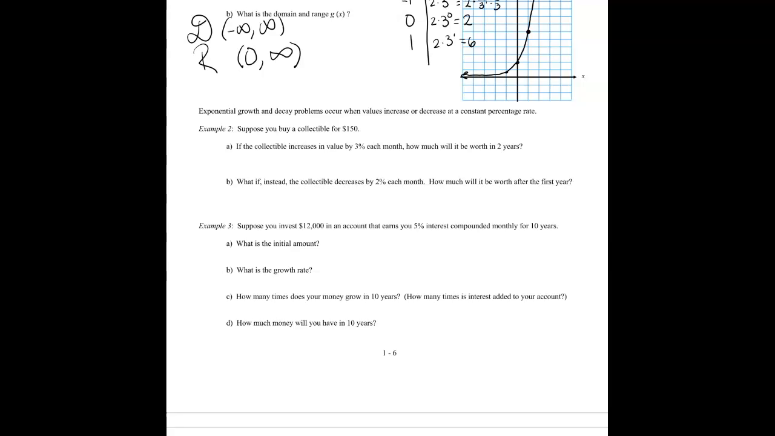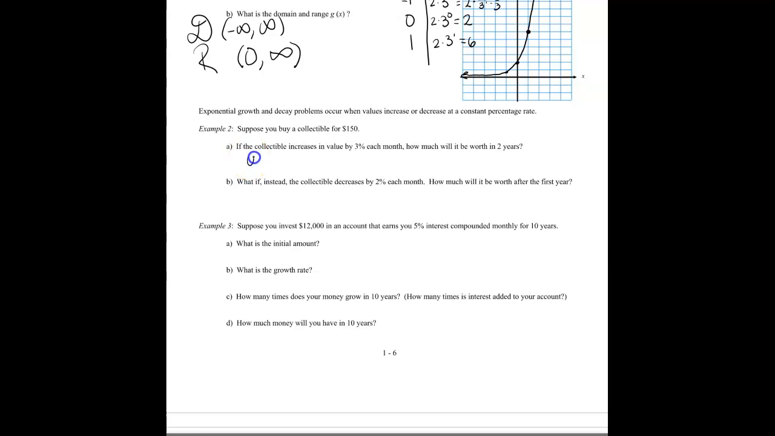So what's happening here is we have a collectible that we bought for $150, and it says the collectible increases by a value of 3% each month. How much is it going to be worth in 2 years? Well, way back in the day, we had this equation in Algebra 2 and maybe pre-calculus. I don't remember if we got to it last year or not.